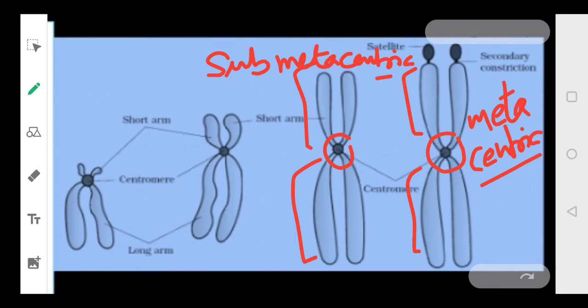So in this case, one arm becomes longer than the other. So one is extremely short, the other is extremely long.